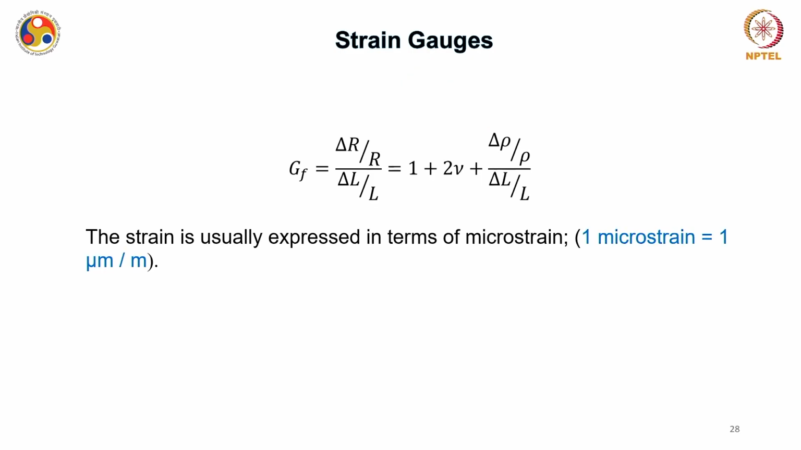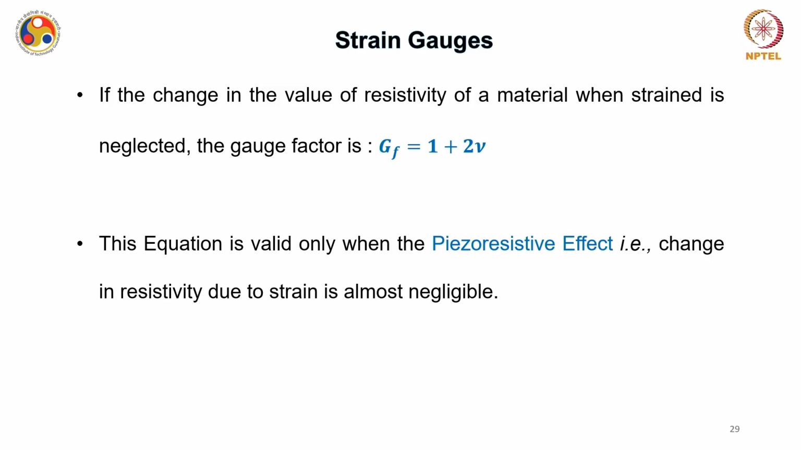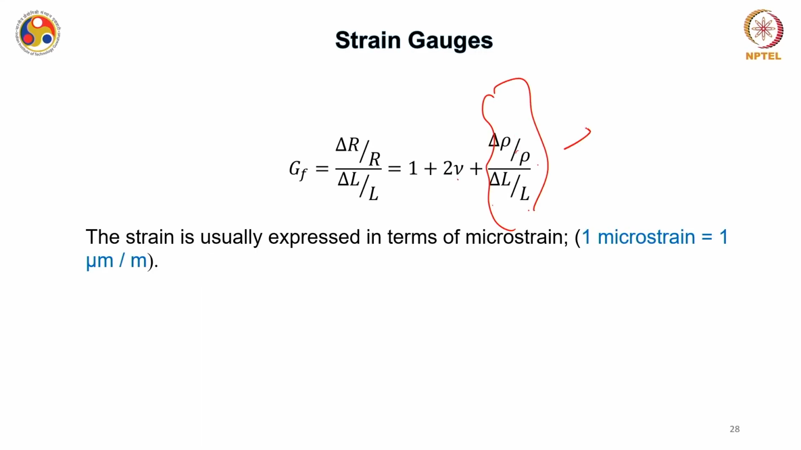Now since you have also defined it as del R by R over del L by L, this is equal to 1 plus 2 into Poisson's ratio plus del rho by rho over del L by L. The strain is usually expressed in terms of microstrain, so 1 microstrain is basically 1 micrometer per meter. If the change in the value of resistivity of a material due to strain is neglected, it means the third factor is neglected.